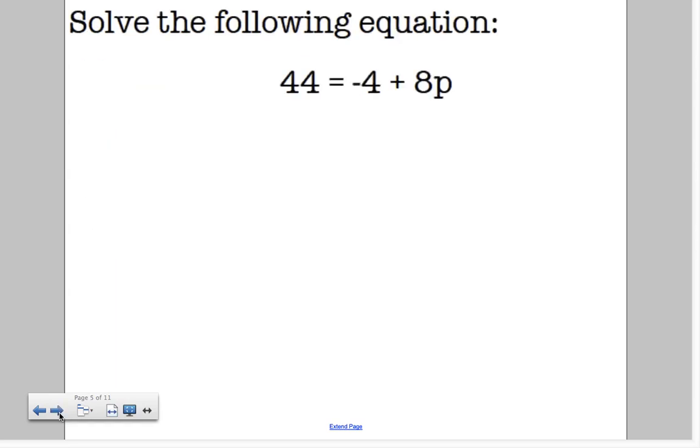Again, you see 2 boxes? Can someone share with us what we are going to box this time? Emma? Positive 8p. Yes. All right, so we got positive 8p. Can someone share with us, how are we going to get that 8p by itself? We boxed 8p, which means that's the variable term. So the variable term has to be by itself first.